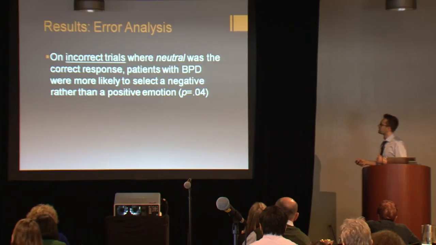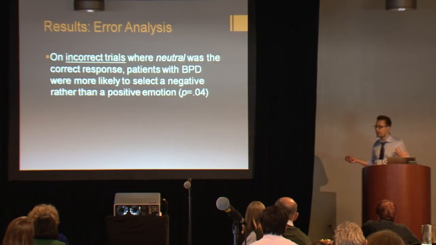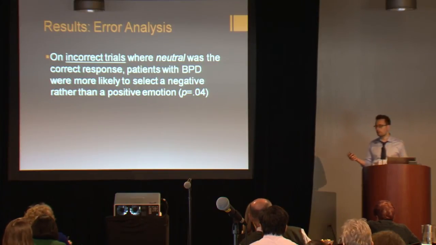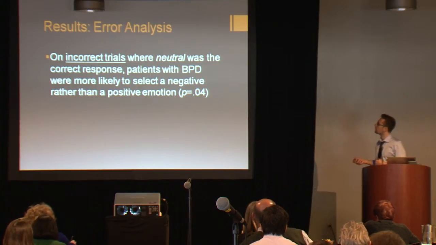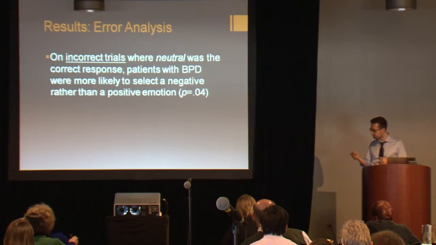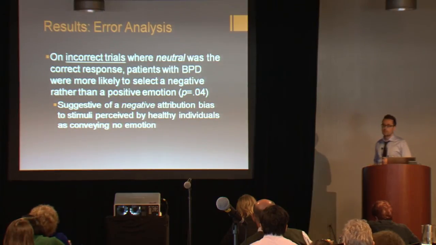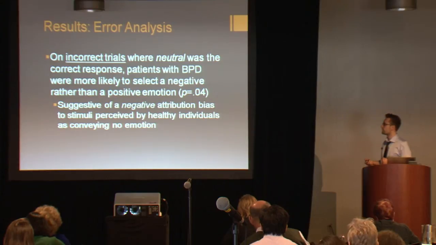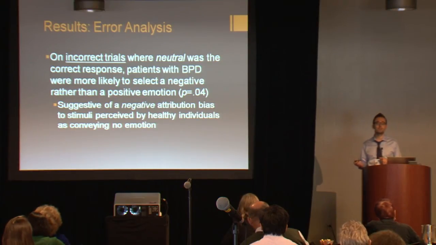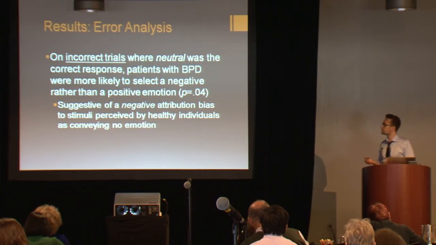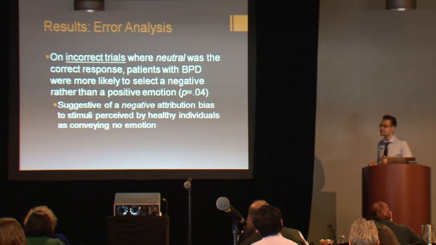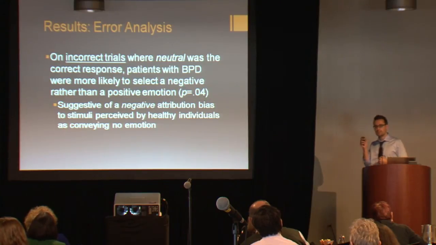One thing that we were very curious to see was, what is going on in these neutral trials? On these trials where they should be saying neutral and they're not, what are they doing? Well, they were more likely to select a negative, which would be sad, emotion, rather than a positive emotion. And this is suggestive of what people have talked about in the literature of a negative attribution bias to stimuli that are perceived by healthy individuals as conveying no emotion. I don't know if this rings true for people in the room here who have worked with these individuals, but I would sense that it probably does.